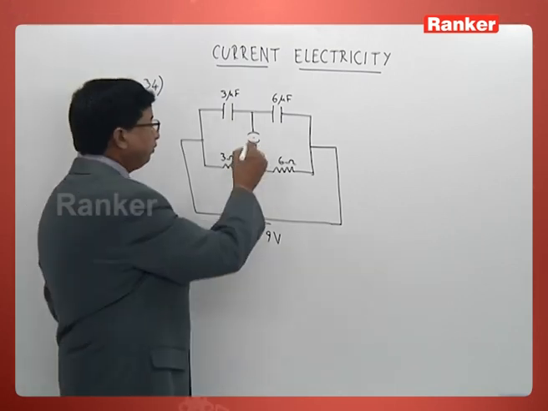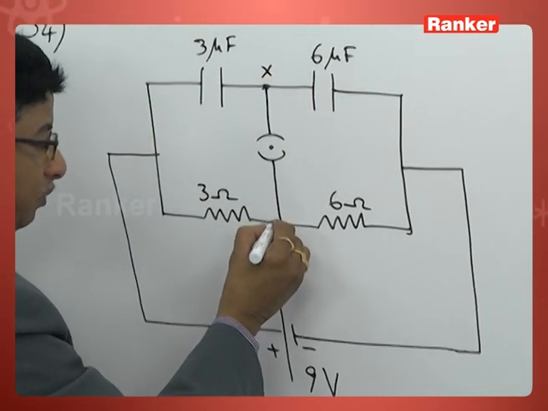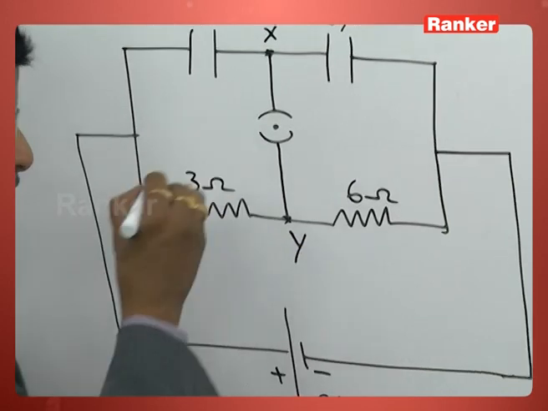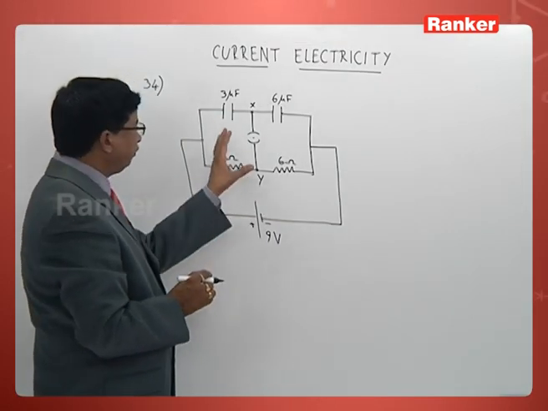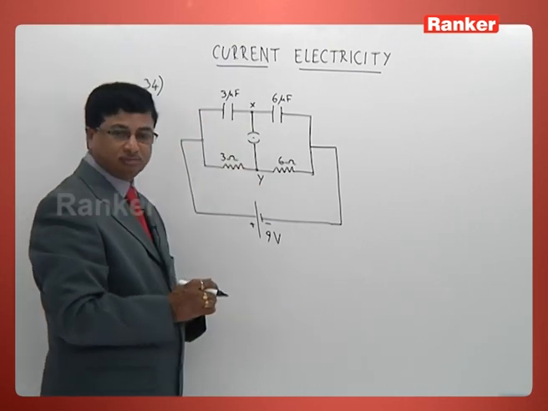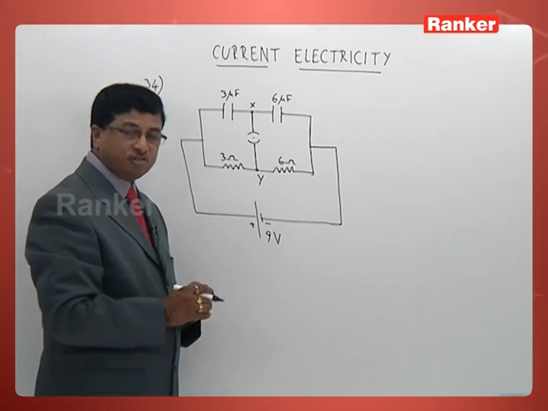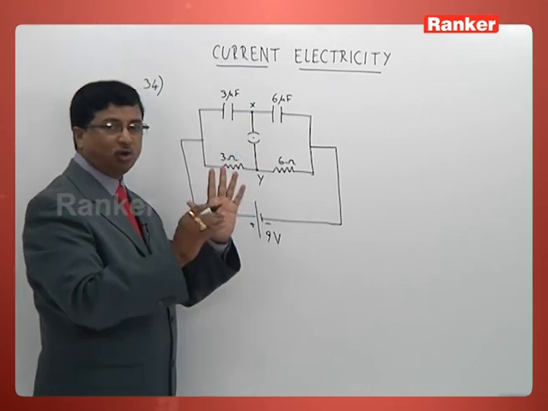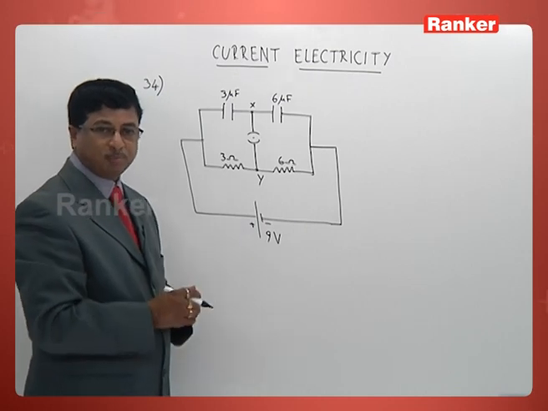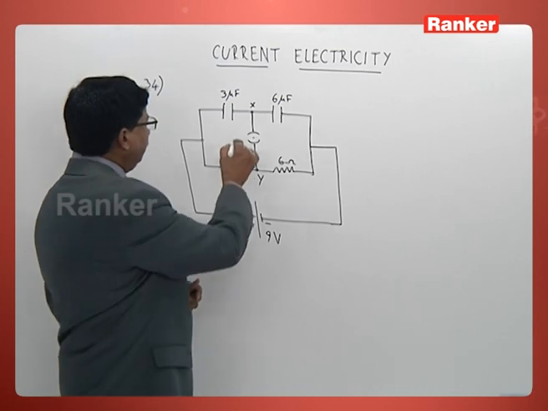But what is his question? He is giving you this is the point as X and this is the point as Y. From Y to X, how much charge flows? That is the concept. Under what condition is he mentioning that? When the switch is closed, then what happens? That is the idea.